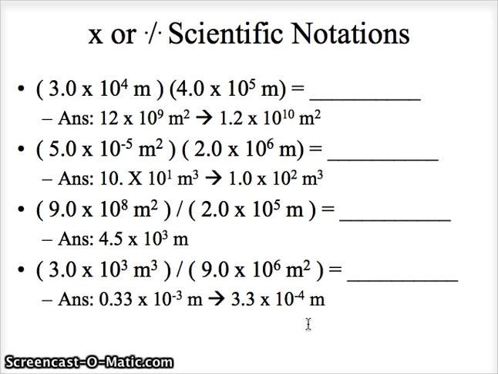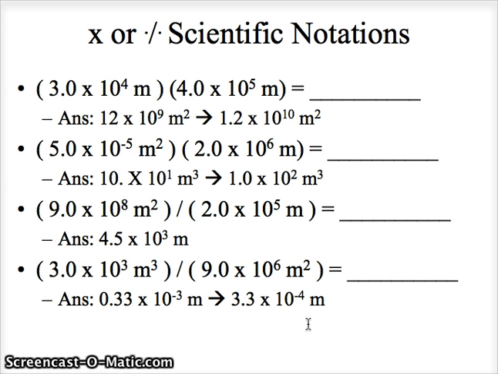When we're dividing, very simply, 9.0 divided by 2.0, we get 4.5. Write that down. Then we take the exponents and subtract the exponents. Times 10 to the 8 minus 5 gives us 3, so times 10 to the 3rd. Meters squared divided by meters, we divide the units. We treat them as a separate entity, so it's meters squared divided by meters, giving us only meters, because one of the meters from the meters squared cancels out.